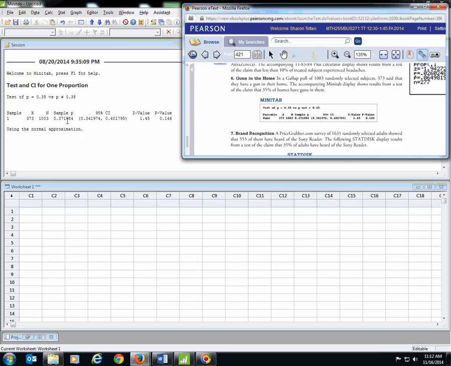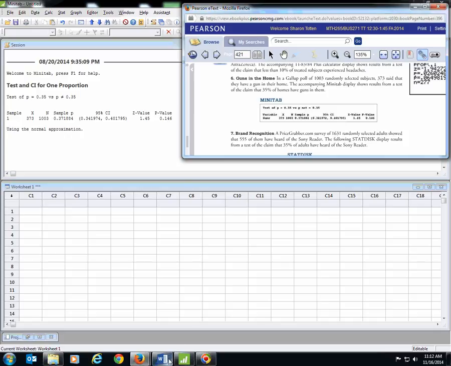And then our sample p is 0.371884, which is the same here. And then we have our confidence interval, which is the same thing. And our z-value is 1.45 and our p-value is 0.146. So we did it correctly.